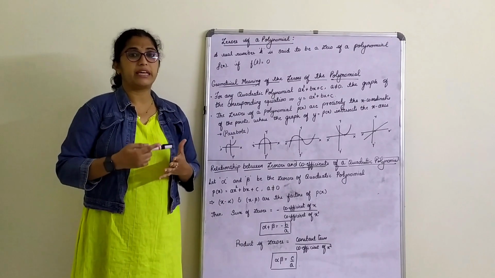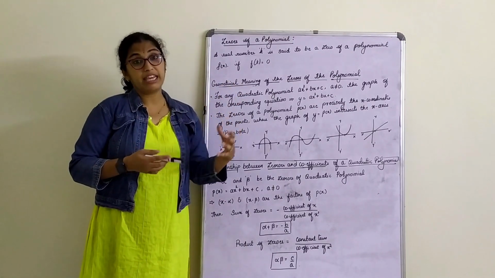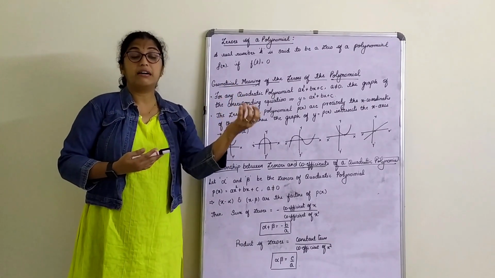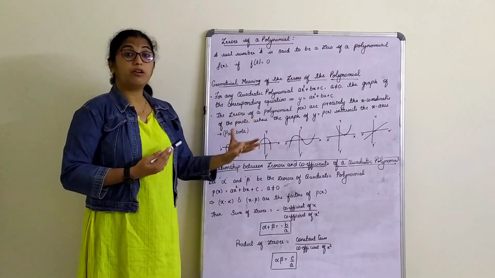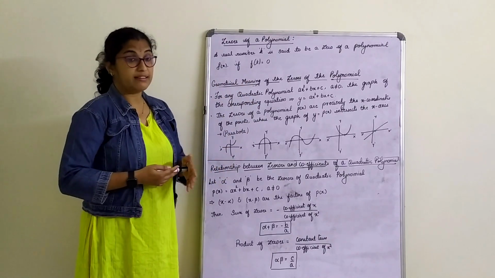How geometrically we can represent and how graphically we can understand, or read, how many zeros a polynomial has based on the graphical representation.